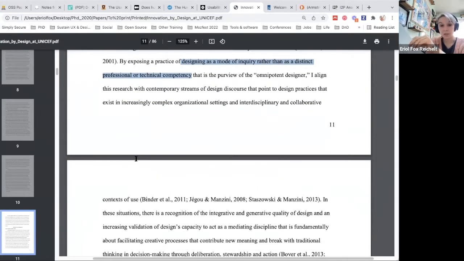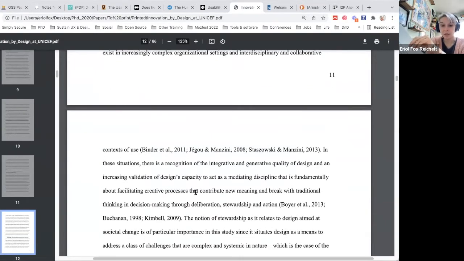This then goes on, on page 12, to talk about design's capacity as a mediating discipline and about facilitating creative processes that contribute new meaning, which could indeed be how design manifests within open source software tools for humanitarian organizations and human rights organizations. That could be the key finding, that is what design means and does within this space.